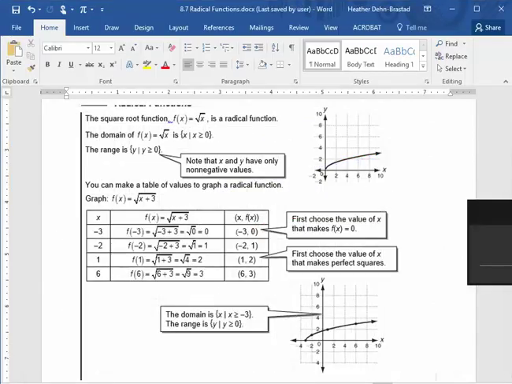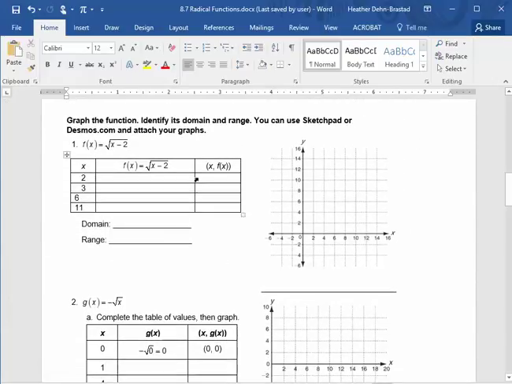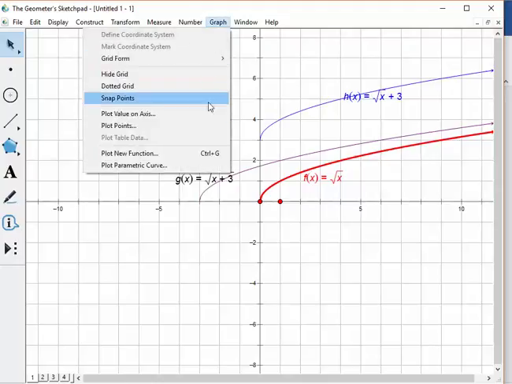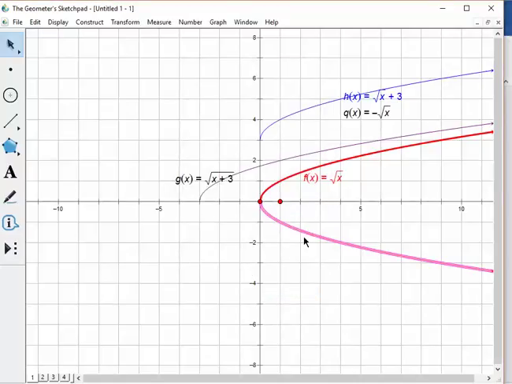All right, going back to our worksheet. Let's look at some other types of things you're going to be asked to do in this section. This is very similar to what we just did. So you're going to graph either at Sketchpad or Desmos. Let's look at our Sketchpad graph to see what negative square root of x would be. So I'm going to graph negative square root of x and see what that does. It flipped it over, reflected it over the x-axis. Let's put that next to it and let's change these to a different color.